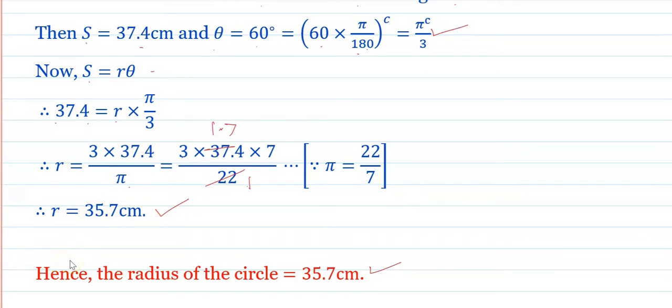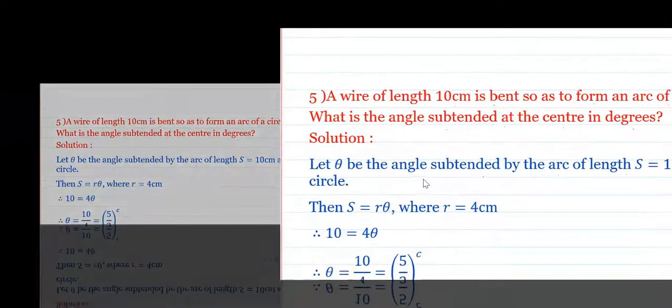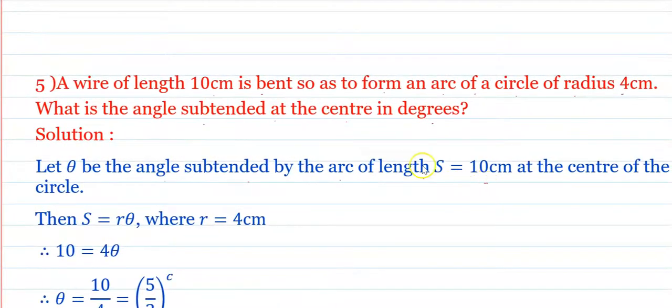Now the next problem. A wire of length 10 centimeter is bent so as to form an arc of a circle of radius 4 centimeter. Okay. What is the angle subtended at center in degree? Okay. Let theta be the angle subtended by the arc of length S is equals to 10 centimeter. What will the arc length be? 10 centimeter at the center of the circle.